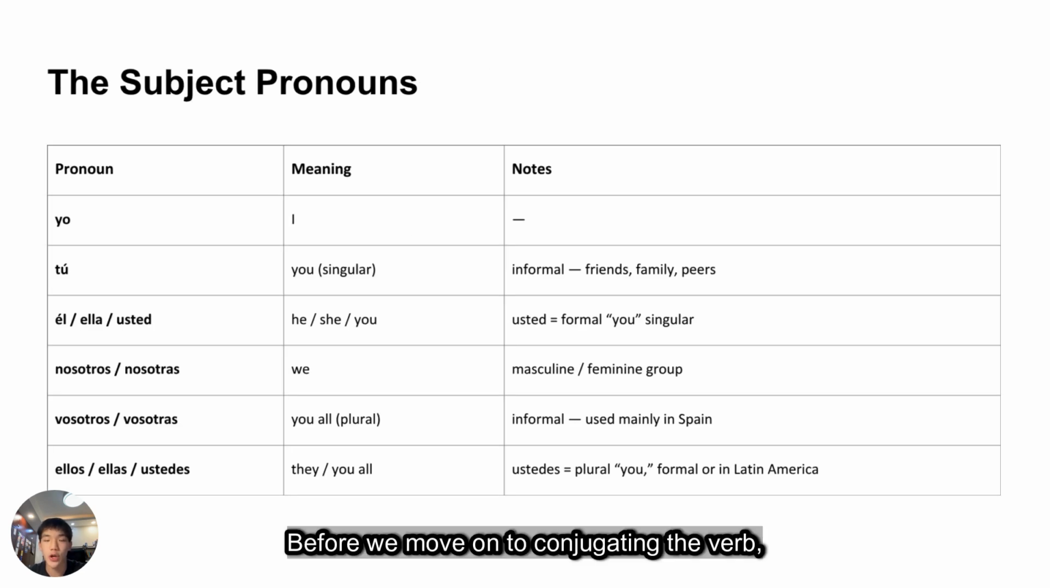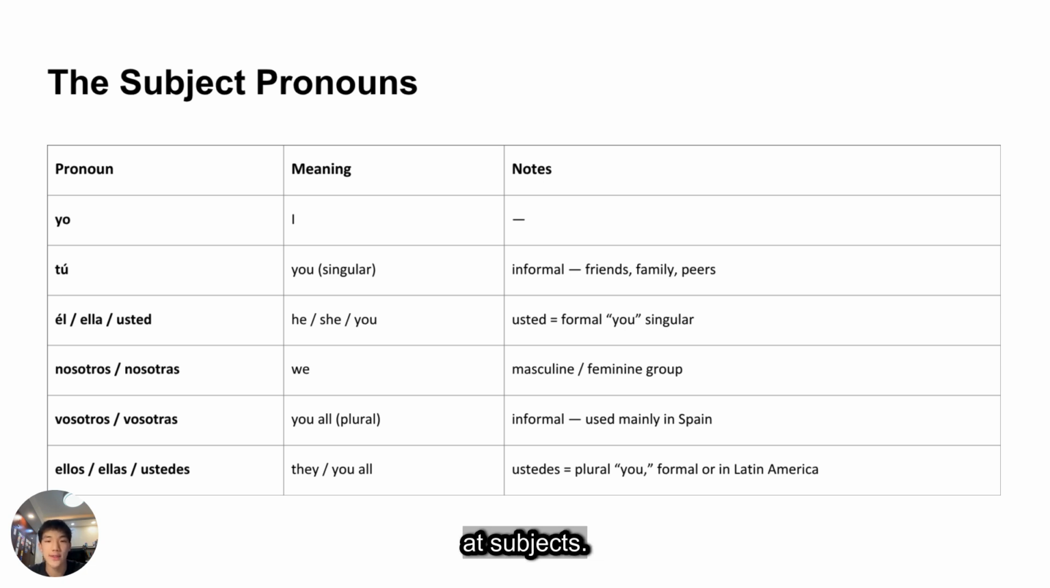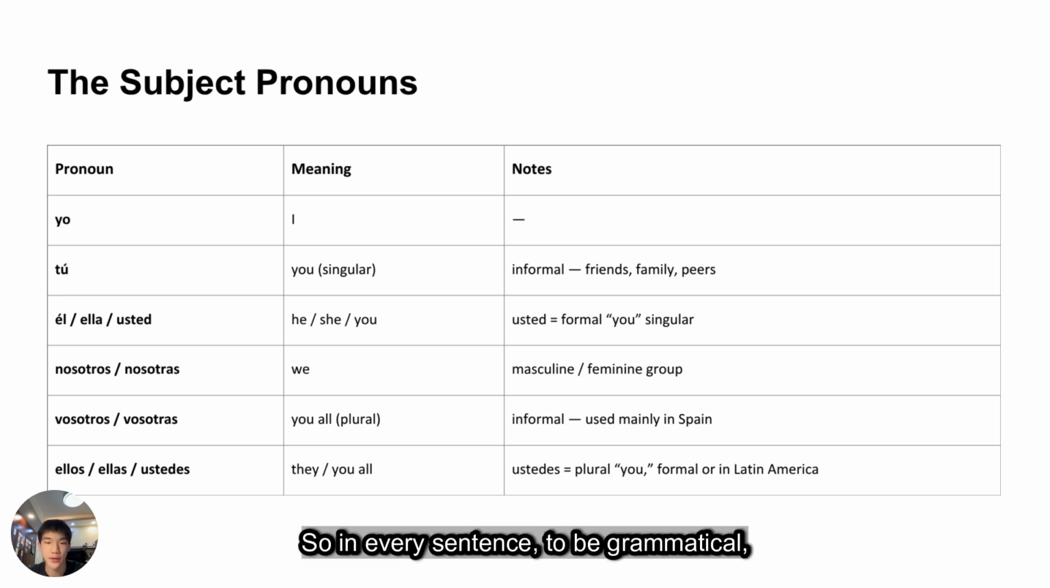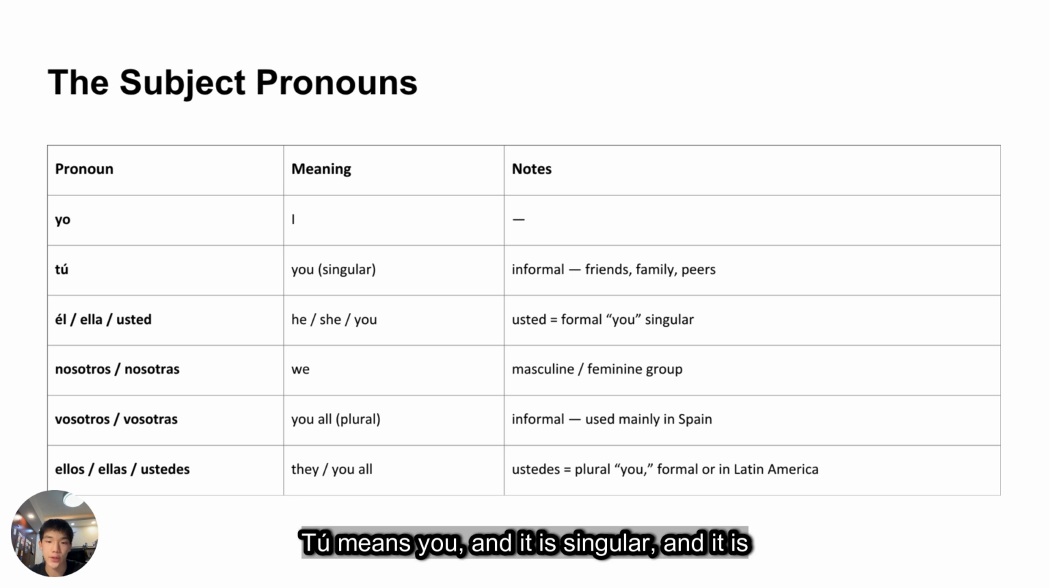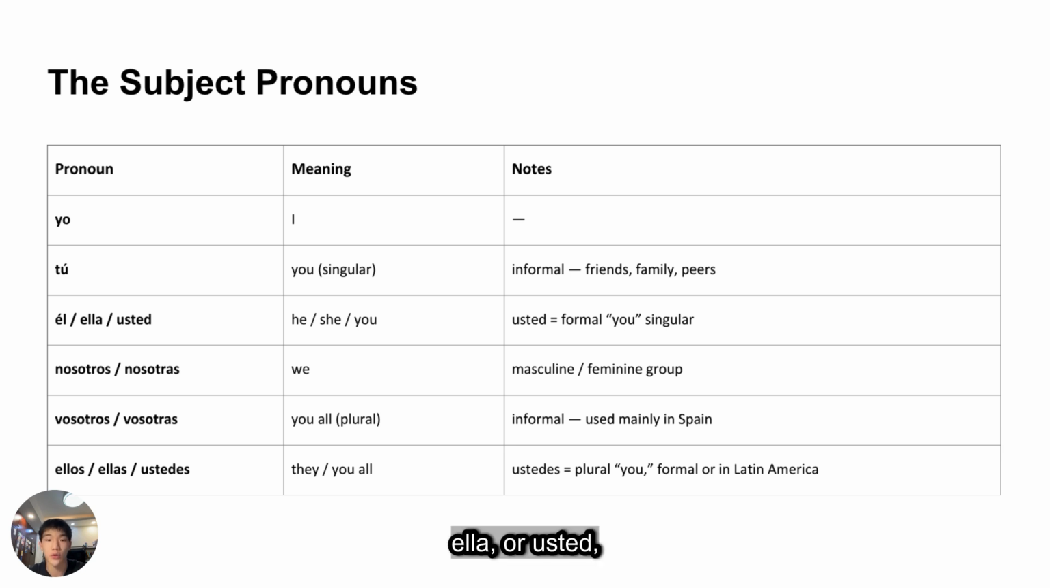Before we move on to conjugating the verb, which is how the verb reacts when different people are using that verb, we have to look at subjects. In every sentence, to be grammatical, you must have a subject and a verb. So let's first look at yo. Yo means I. So if you're saying that I do something, it would be like yo do something. Then we have tú. Tú means you, and it is singular, and it is informal for your friends, family, and peers. You also have él, ella, or usted.